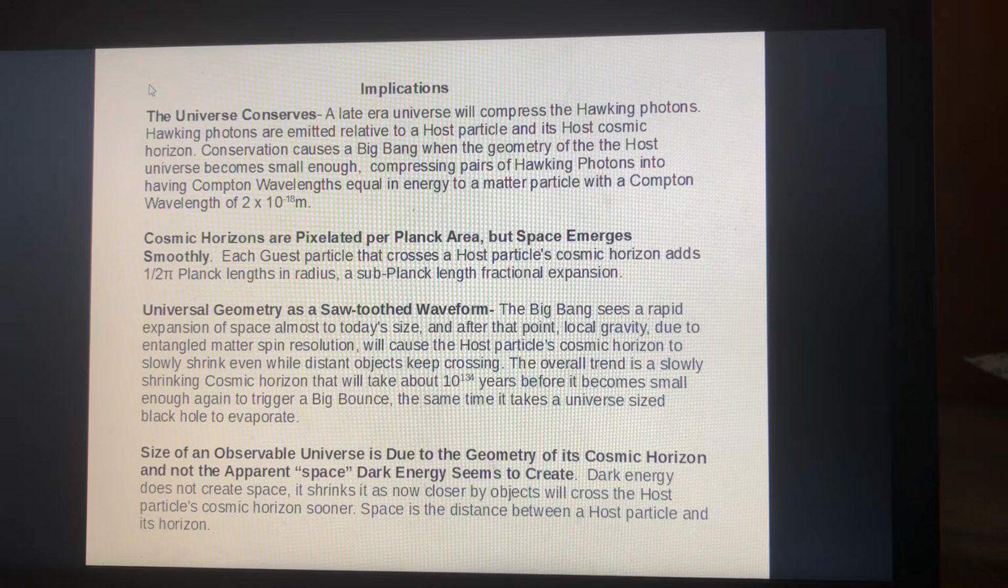So the size of an observable universe is due to the geometry of its cosmic horizon and not the apparent space dark energy seems to create. Dark energy does not create space. It shrinks it, as now closer objects will cross the host particle's cosmic horizon sooner. Space is the distance between a host particle and its horizon.